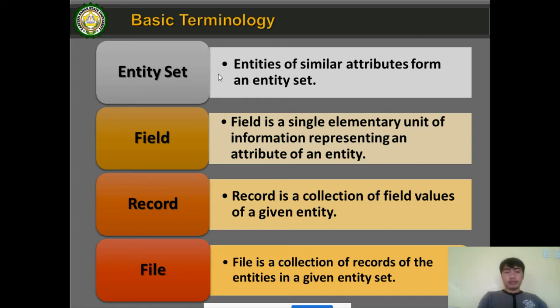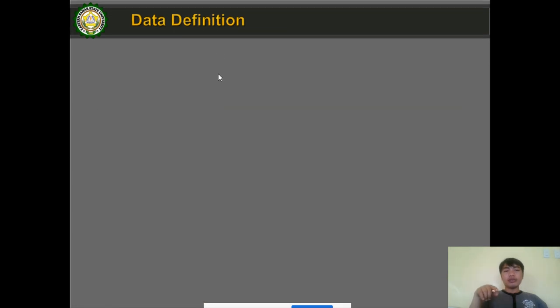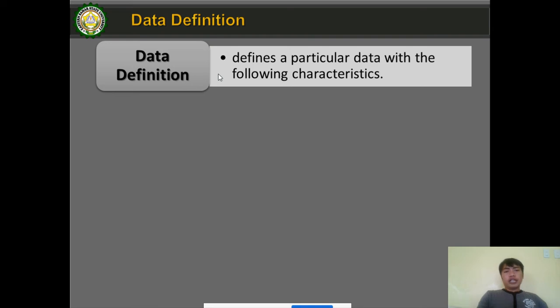Yes. Okay, let's move to data definition. So data definition defines a particular data with the following characteristics. Kung ano yung characteristic, ito yung data. It can be a string, an integer, character, or float. So that is the definition. I-define mo kung ano hiya. Ano yung characteristics.